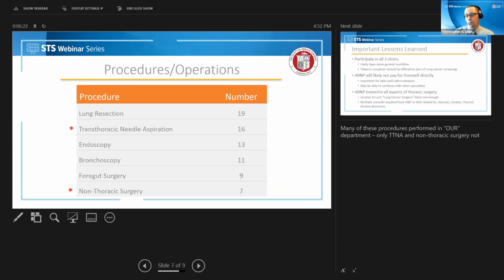This is a list of the procedures and operations that did occur. I have starred the ones that we didn't actually do ourselves, which would be the transthoracic needle aspirations, which were done in radiology, as well as the non-thoracic surgery. The resections, endoscopy, bronchoscopy, and foregut surgeries were all done within our group, likely leading to the vast majority of that 93% versus 7% you saw before. You can see we got a fair amount of lung resections, 19, endoscopy, bronchoscopy, and foregut surgeries, all as a result of being worked up and evaluated through this program.